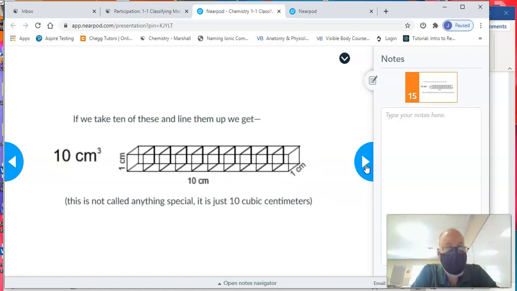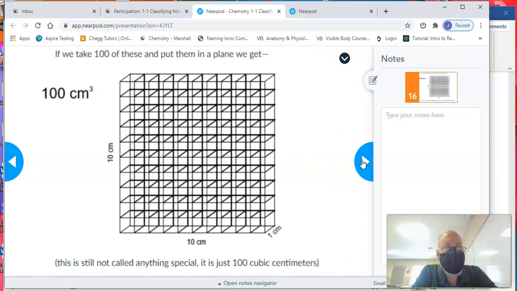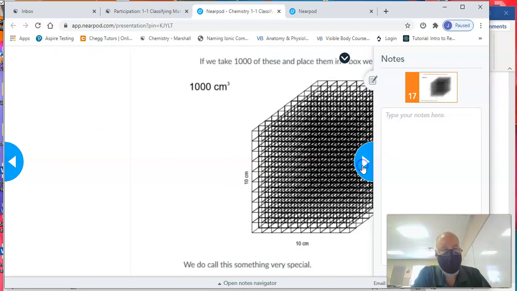Okay, so if we take 10 of these and line these up, we get 10 cubic centimeters. There's no special name for this. There is going to be a point to this, but if we line these up, it's just going to be 10 cubic centimeters. Now if I stack 10 of these 10 high, I'm going to have 100 cubic centimeters, right? I've taken my initial row and multiplied that by 10, so I've got 10 times 10, that's going to be 100 cubic centimeters in this stack. Again, it's not called anything special, it's just 100 cubic centimeters.